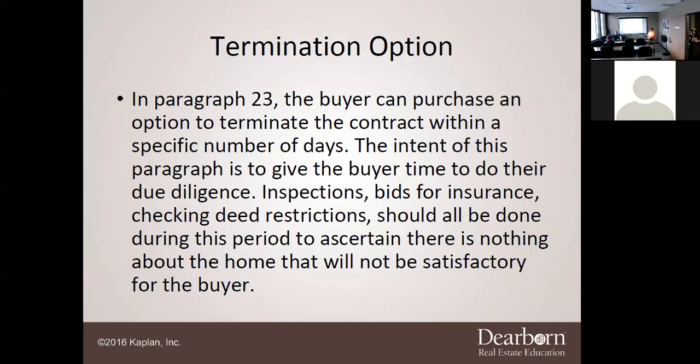Again, like I said, a showing is for your clients to see what they like about what they can see, and the option period, with inspections, checking deed restrictions, and bids for insurance, is for your clients to check that they like what they can't see. So again, a showing is to check what they can see, and an option period is to check what they can't see. To check for foundation issues, or if suddenly they have to have a giant flood insurance because you never realized it was in a 50-year floodplain, that's where the bid for insurance would come through.